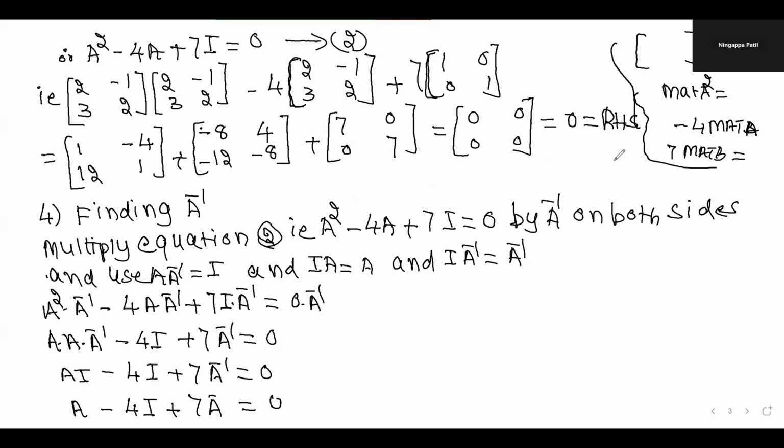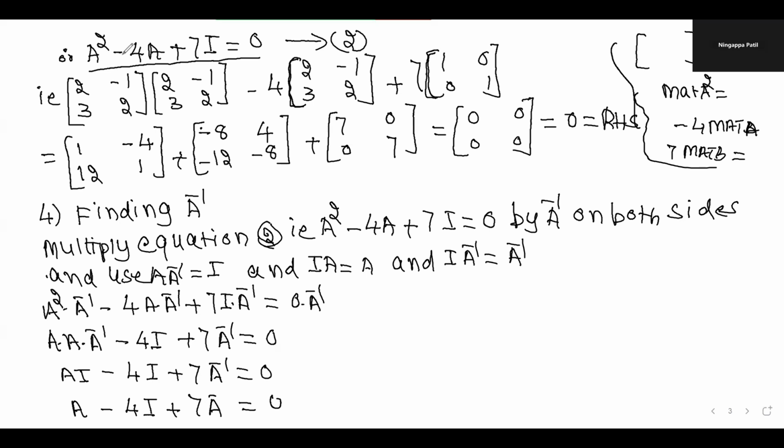This verifies the Cayley-Hamilton theorem. Means LHS equal to RHS. Look here, RHS 0 you got. Then look here. Find the A inverse. Then how to find the A inverse? Look here. This is the Cayley-Hamilton equation verification, equation 2.